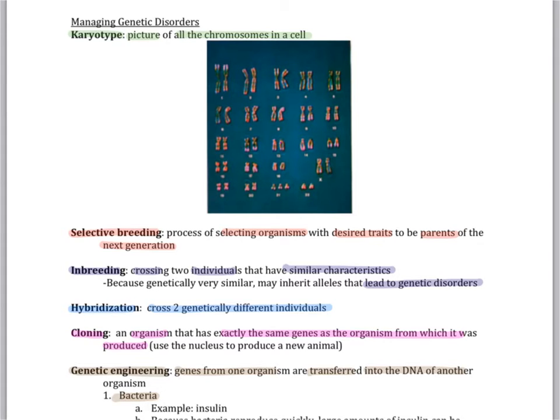Hybridization crosses two genetically different individuals. Cloning is an organism that has exactly the same genes as the organism from which it was produced. And you will have an opportunity to research one famous clone, Dolly the sheep. The reason why this individual has the same genes as the organism from which it was produced is because they actually use the nucleus of that original organism to produce the new animal.